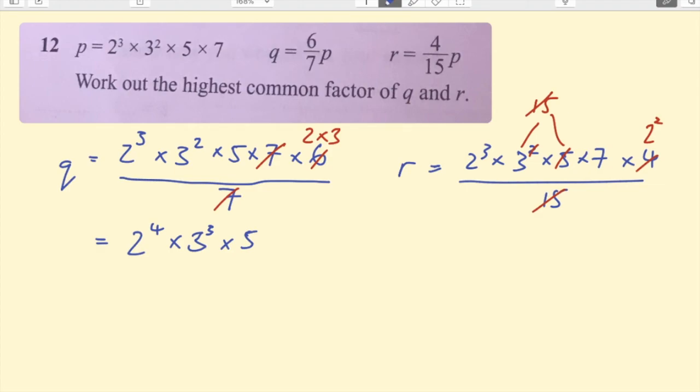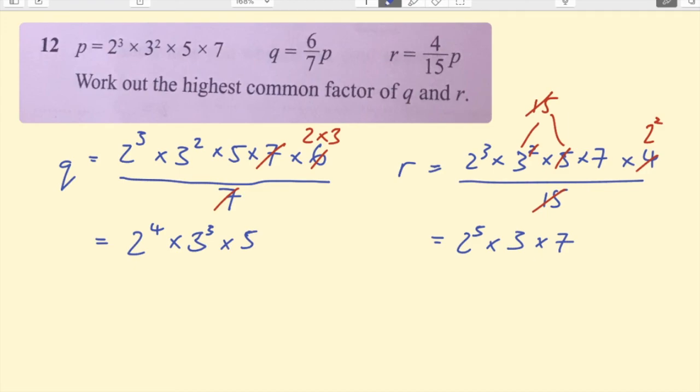So what do you think this will simplify to in the next line? 2 to the power 5. Yes, exactly. Times 15. Careful, because what I've done is I've cancelled that 15. And so would it just be 3? Yes, just be 3, well done. Times 7. Fantastic. So R simplifies to 2 to the power 5 times 3 times 7.